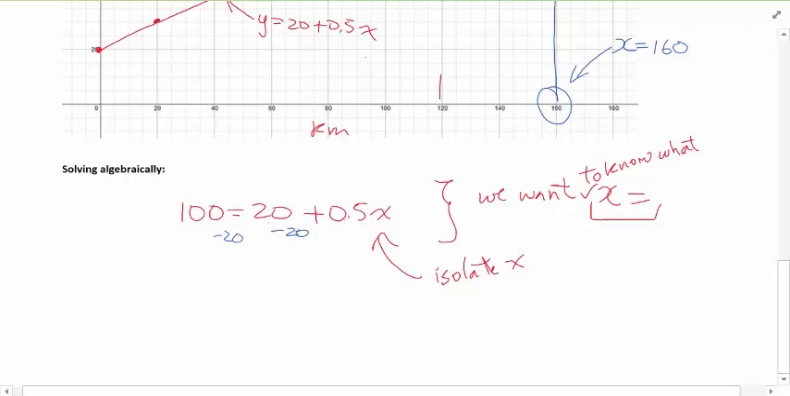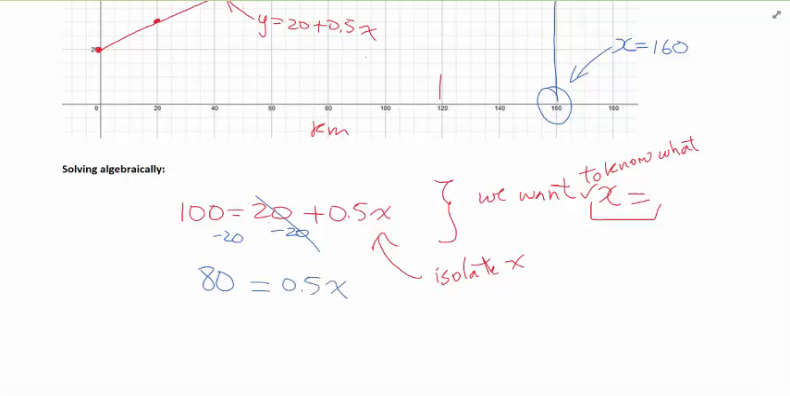So 100 minus 20 gives you what? 80. Okay? And 20 minus 20 is gone. No more there. 0.5x. How do I get rid of that 0.5? I already taught you how to do it. You divide it by, right? Divide it by 0.5. You divide this side by 0.5. So now 0.5 divided by 0.5 is what? 1. So that's gone, right? Because 1x is just what? X, right?